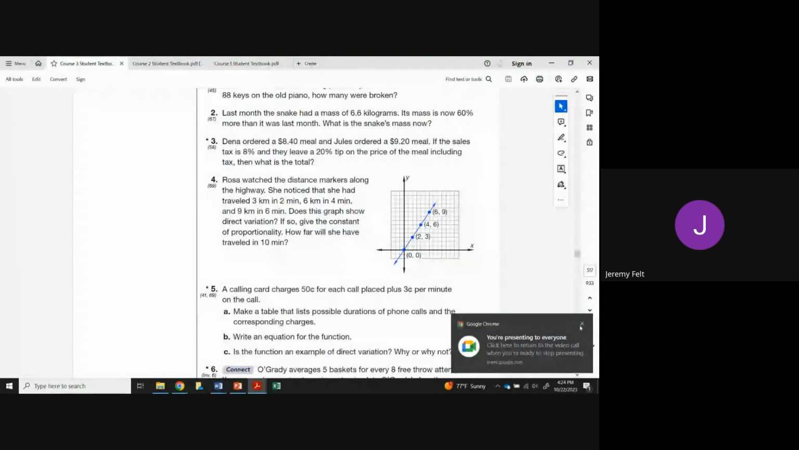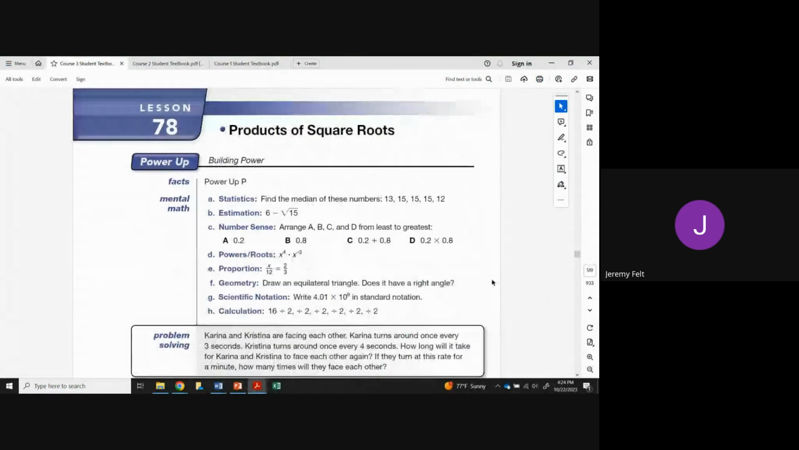All right, so that's 77, 78, we're looking at products of square roots. So again, square roots, the square root of 16, the square root of 81, the square root of 100. We have perfect squares that work out to be a whole number. And then we have like the square root of 2 or the square root of 3, which is an irrational number because it's a decimal number that continues on forever. So we can round it, or we can write it as root 2 or root 3.